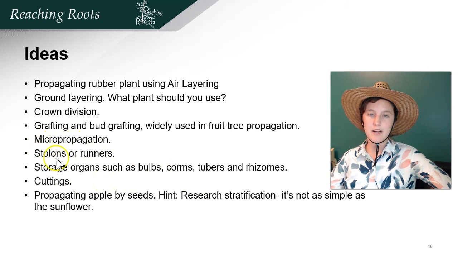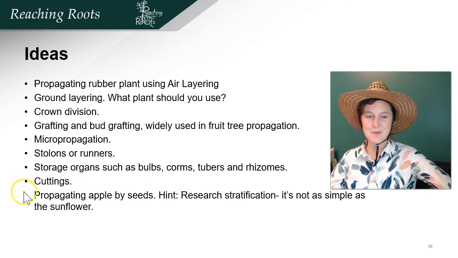You can do micropropagation, stolons and runners, storage organs such as bulbs or corms or tubers or rhizomes. You could say how to propagate potatoes from potatoes that you bought at the store. Also do cuttings. You might want to include what hormones are useful for cuttings. You don't have to buy those hormones. You could use something that looks like them, such as flour. You could also do propagating of apple seeds. Hint, research the stratification necessary for apples. It's not as simple as propagating a sunflower.